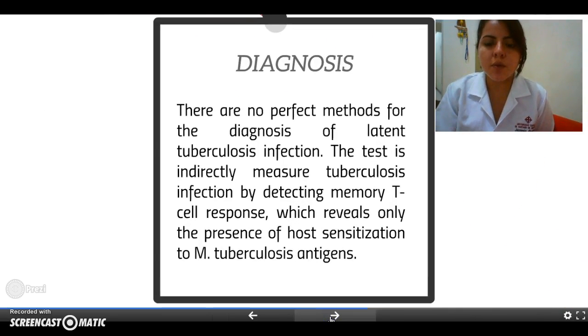Diagnosis. There is no perfect model for the diagnosis of latent tuberculosis infection. The tests indirectly measure tuberculosis infection by detecting memory T-cell response, which reveals only the presence of host sensitization to tuberculosis antigens.